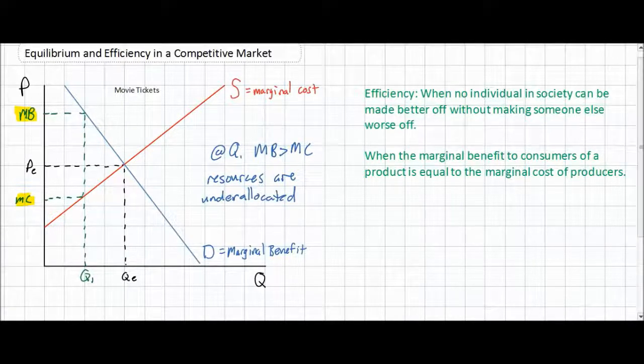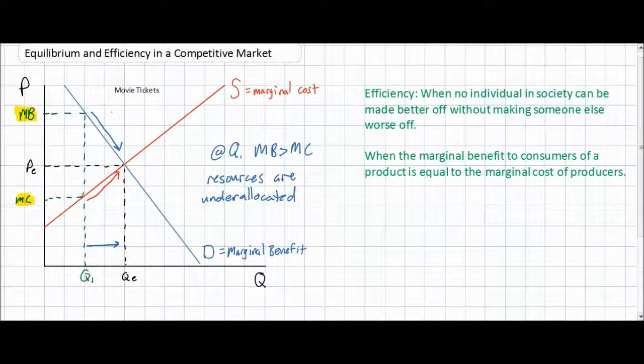If producers of movie tickets were to increase the quantity that they're producing towards QE, at the additional output, the marginal benefit would begin to diminish because more and more consumers who want to go to movies are able to go to movies. Therefore, there is less marginal benefit as the quantity increases. But the marginal cost to movie producers would increase because providing additional movie tickets costs more since resources needed to produce movie tickets are becoming more scarce.